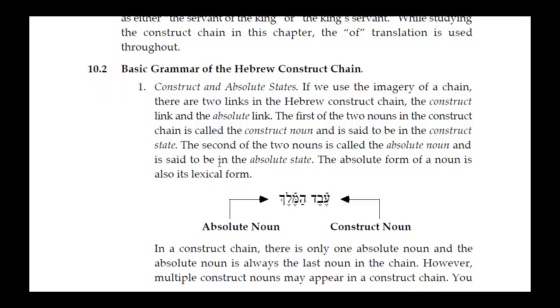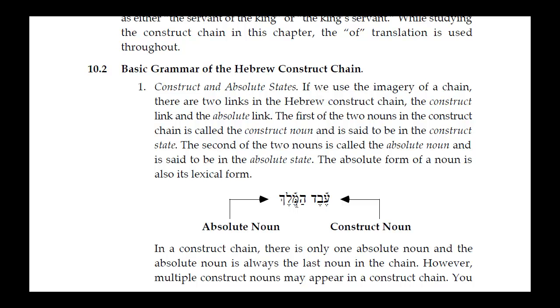We have two nouns here. One is construct and the other is in the absolute state. If we use the imagery of the chain, there are two links in the Hebrew construct chain: the construct link and the absolute link. This is the construct link, this is the absolute link. The first of the two nouns in the construct chain is called the construct noun, and is said to be in construct state. The second of the two nouns is called the absolute noun and is said to be in absolute state. The absolute form of a noun is also its lexical form. This is the form that you will find in the lexicon.